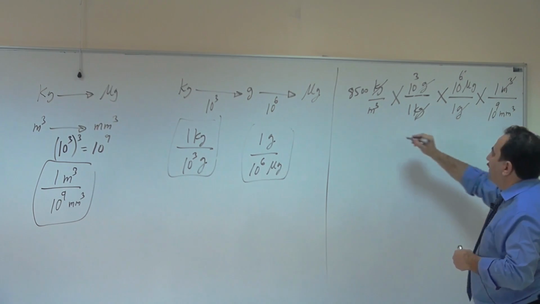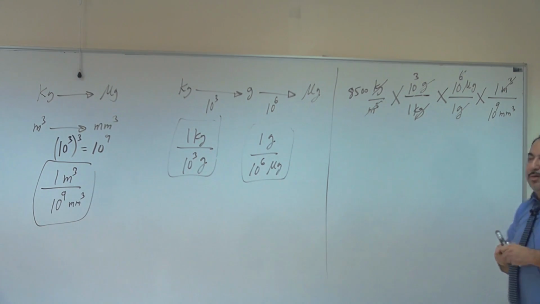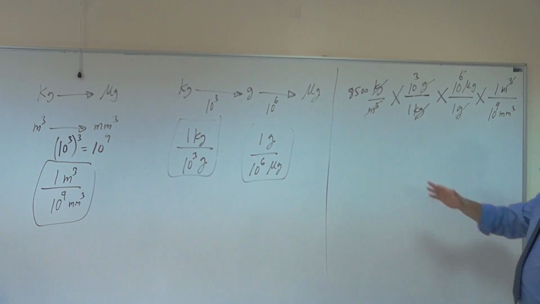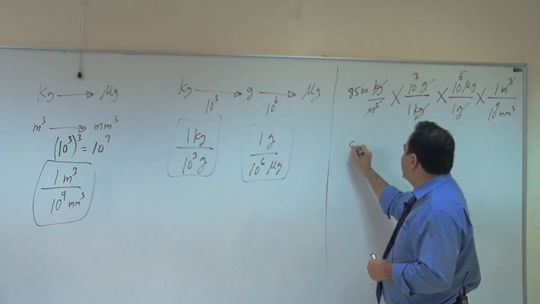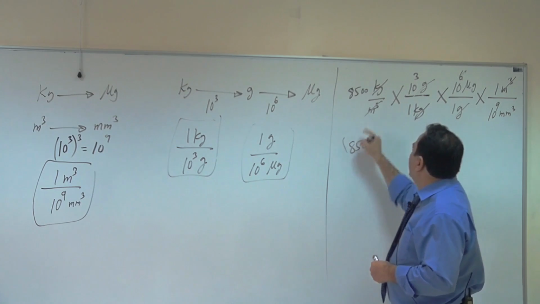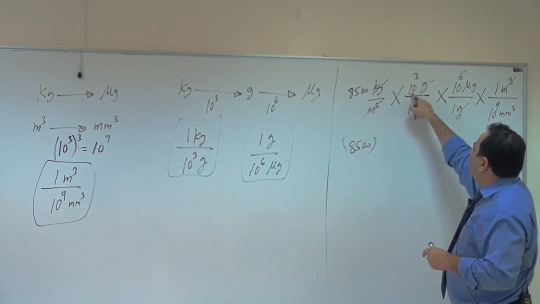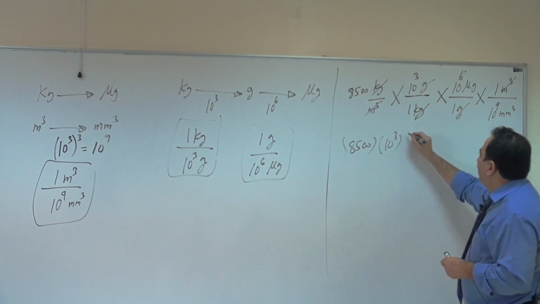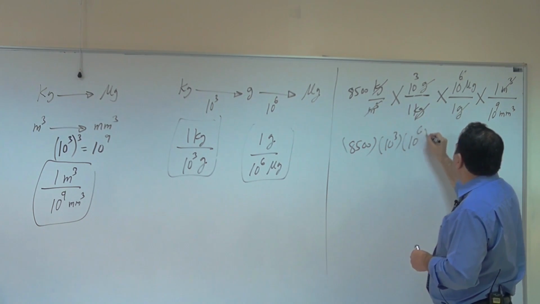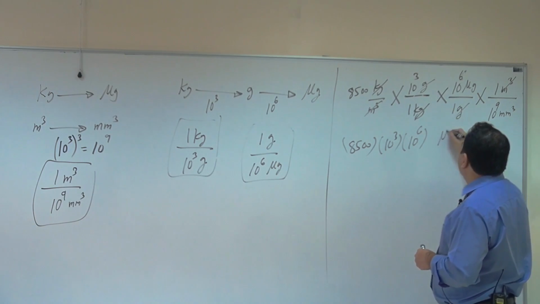And then I can see the meter cube is cancelled. Now the second thing you have to do is multiply the numbers left, numerators and denominators, and the units left, just to check. So you have 8,500 left, no unit. 10 to the power 3 left, no unit. 10 to the power 6, unit left is microgram.